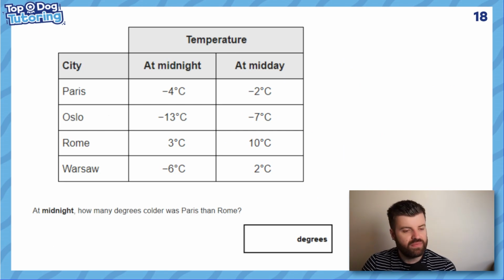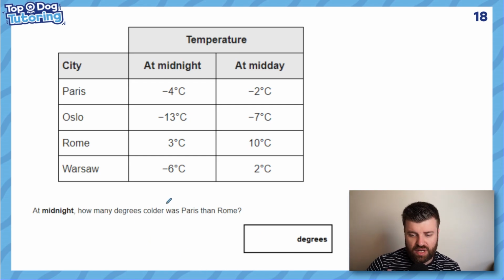Amazing. So we want to finish off a little bit on those negative numbers again. We hinted at it earlier. I want you to have a look here. At midnight, how many degrees colder was Paris than Rome? Use the technique we used earlier if we have to. Negative numbers involved. Have a go. Explain what to do after.